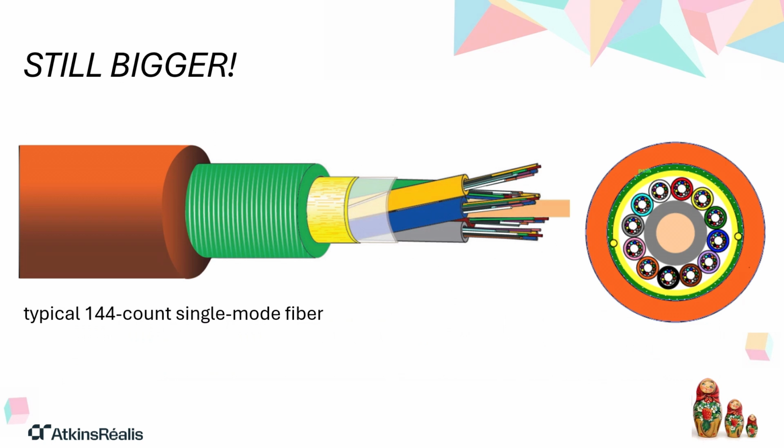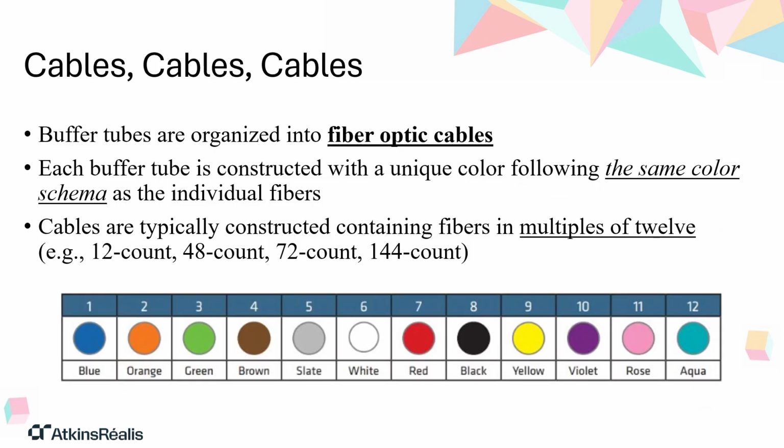Within cables, we typically have more than one buffer tube. So again, we're getting bigger and bigger. There are 12 fibers within a buffer tube, and this 144 count single mode fiber has 12 buffer tubes within that cabling. This collection of buffer tubes is now organized into our fiber optic cable.